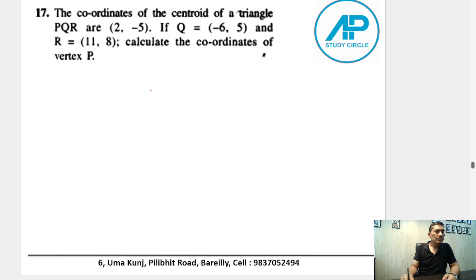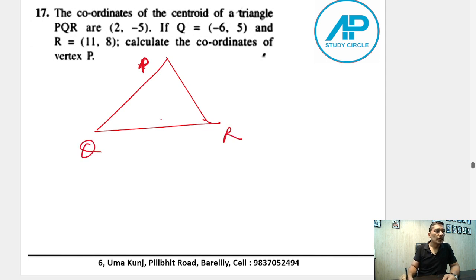Same question again. I'm ending my video with this question. Points P, Q, and R. Point Q is (-6, 5), point R is (11, 8), and point P is not known to us. I can take it as (m, n), and the centroid is (2, -5).